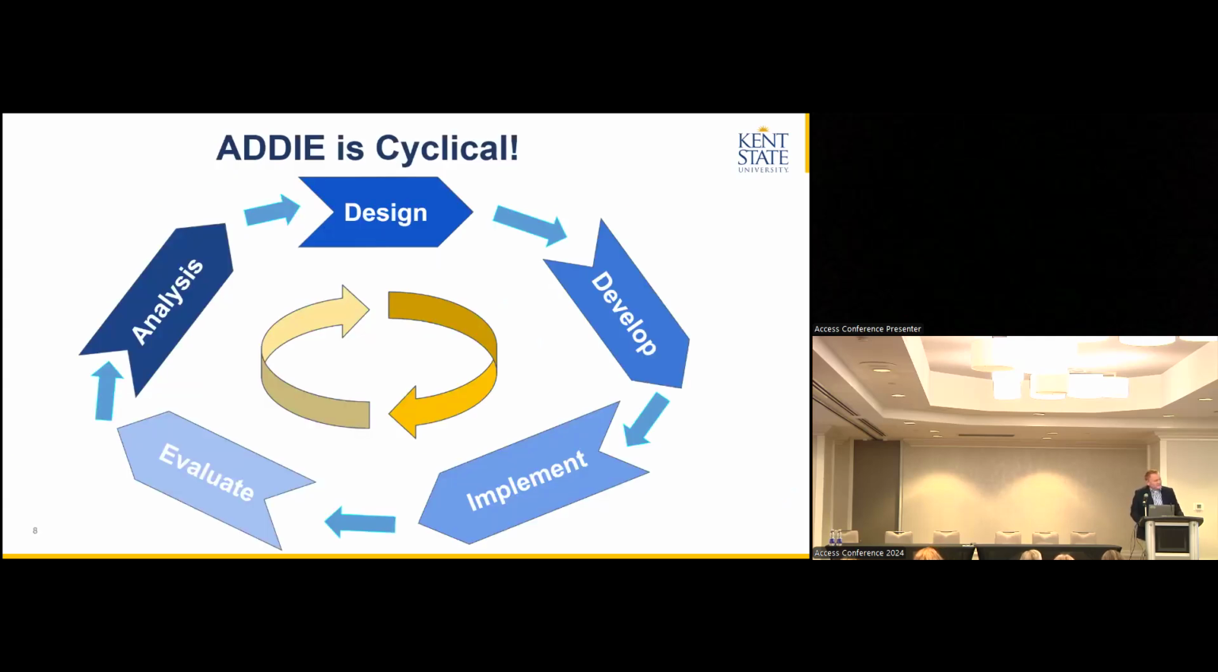But as I said earlier, the ADDIE model is cyclical. So once you go through one process, you take what you learn, you make modifications, and then you start all over again.